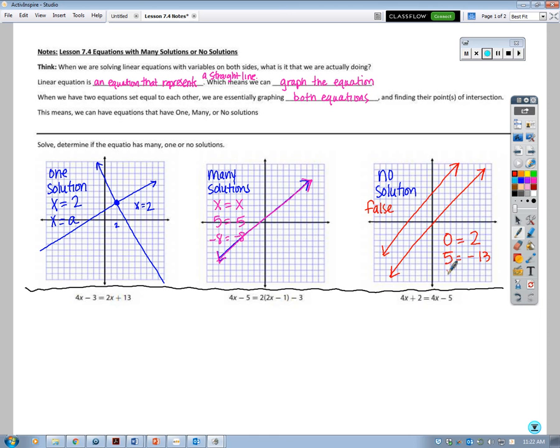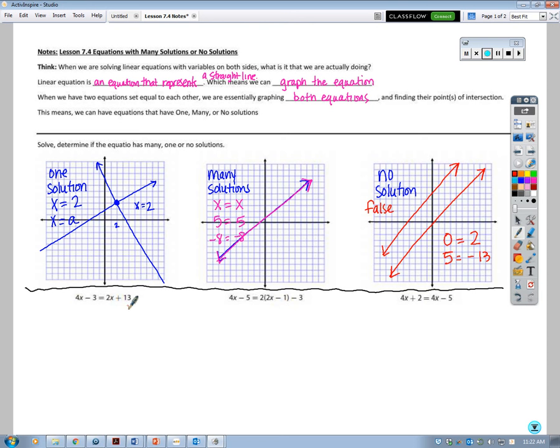So when you get something that's false like this, something that is not equal to something else, that means that you have no solution to that equation. Okay, so that's just kind of the big picture. That lets you know where we're going next with these, and it gives you a visual representation of what you're doing. So let's go ahead and move into solving a couple of these now.